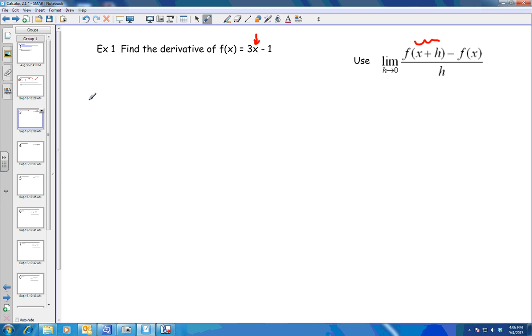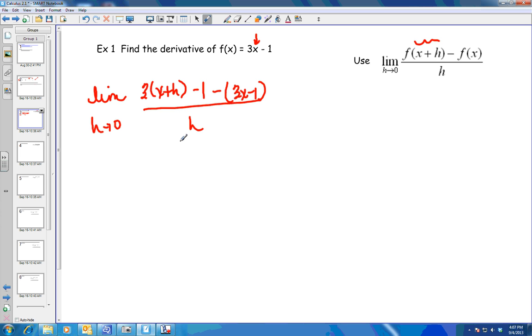So here's what it would look like. The limit as h approaches 0. Okay, now x plus h is going to go into this x. So I have 3 times x plus h minus 1. That's this first part. Minus f of x. And f of x is this whole 3x minus 1.